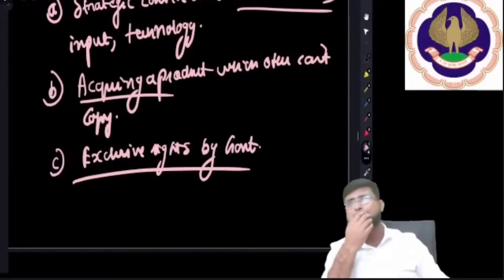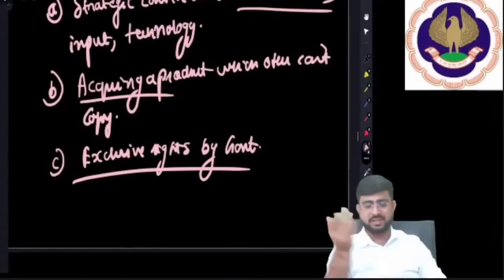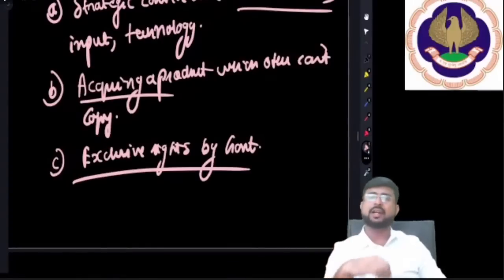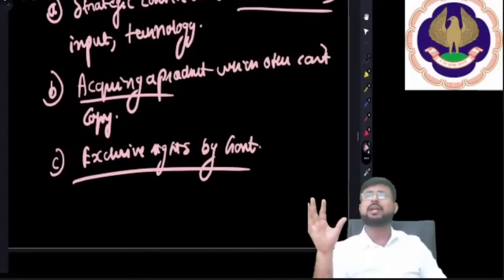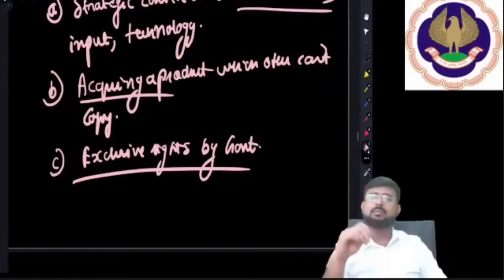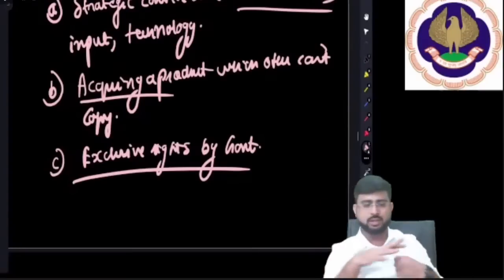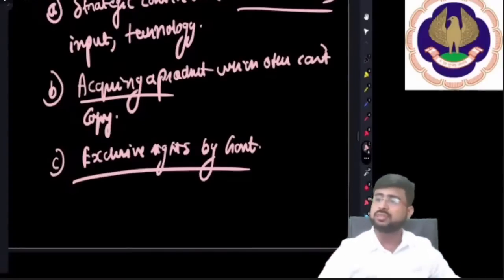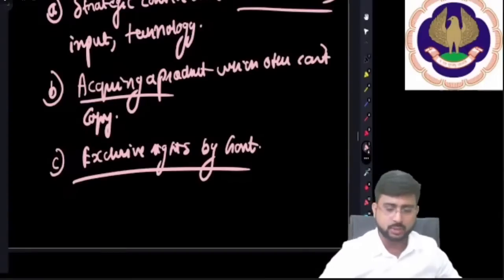Sir, can you cite some other example as well? Yes, the CESC example that I was telling you, Calcutta Electric Supply Corporation. The Bengal government and the country's government have given it to one group, the Goenka group. That's why they are able to take control. Had they not got the control, they wouldn't have been able to do that. Exclusive right given by the government.